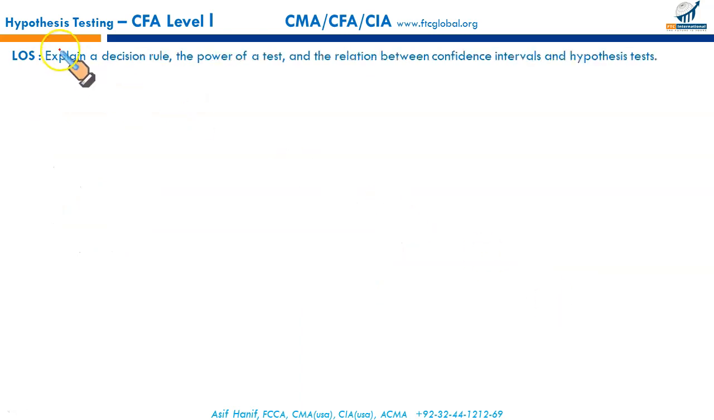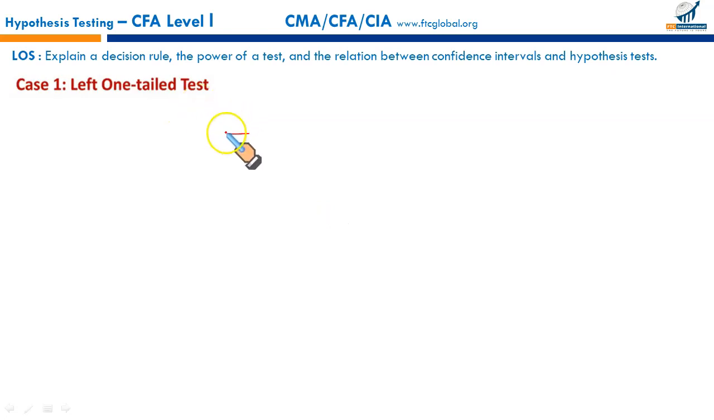Alright, next is explain a decision rule, the power of a test, and the relation between confidence interval and hypothesis test. So basically, what is a decision rule? The decision rule is basically a procedure followed in hypothesis testing when deciding whether to reject the null hypothesis or not to reject the null hypothesis. We'll explain this as we go along. So let us apply this concept in different types of tests.